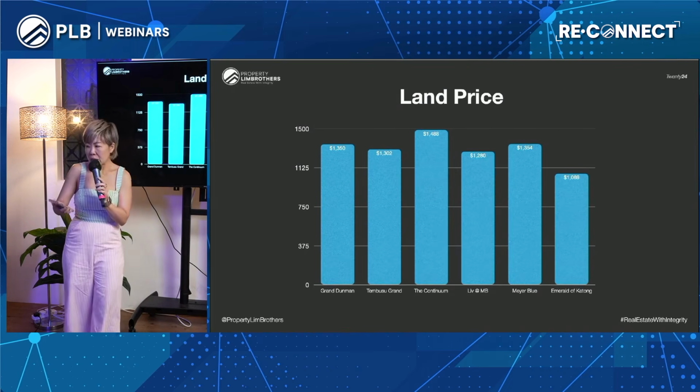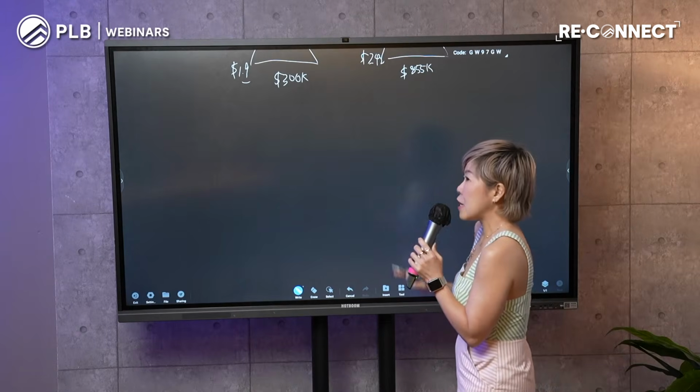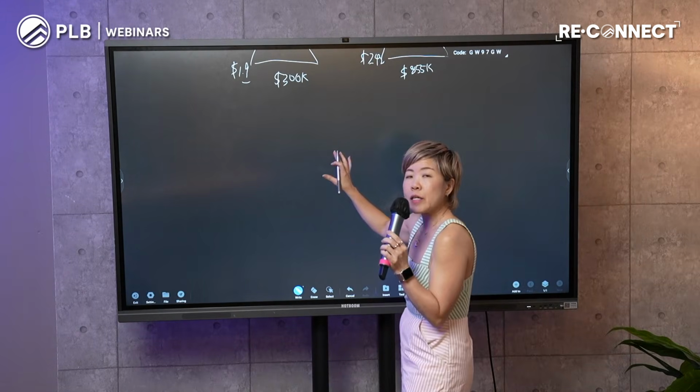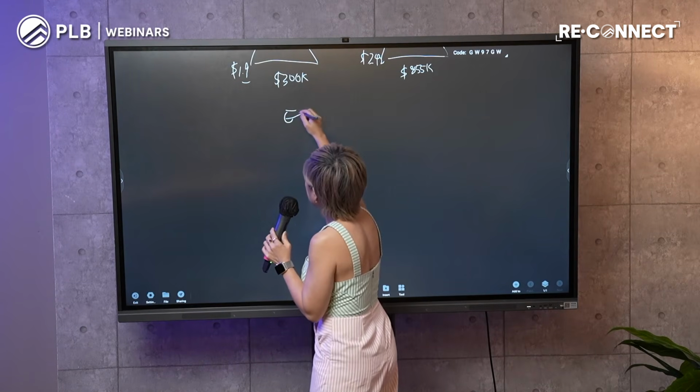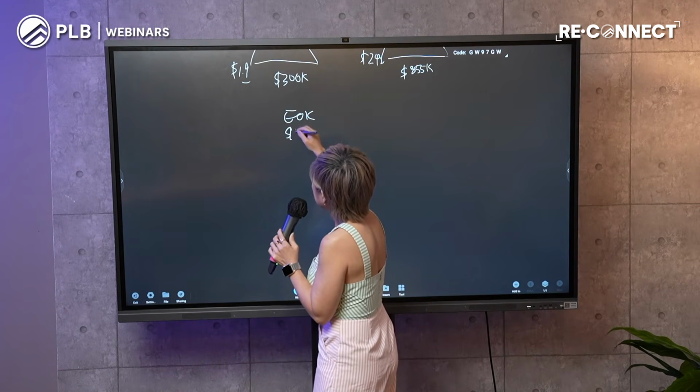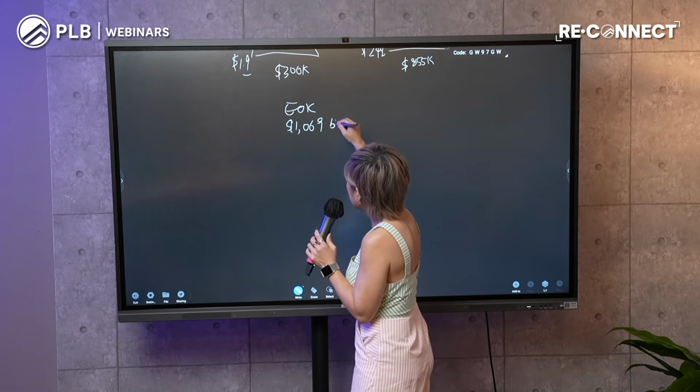So let's take a look at this. The developer bid for Emerald of Katong at 1,069. So how do we calculate the developer's construction cost, etc.? Just for example, Emerald of Katong, the developer bid 1,069. That's the land bid price.